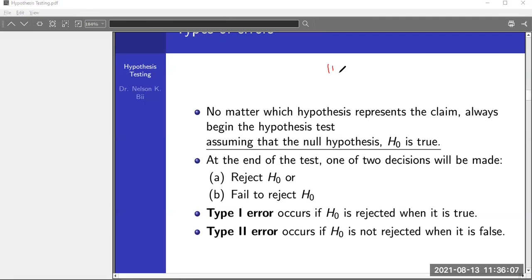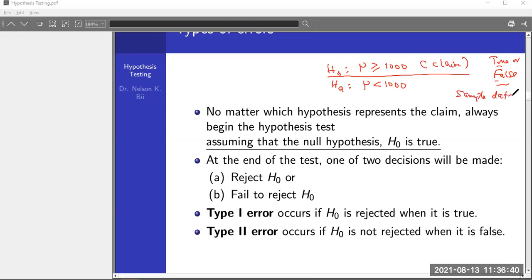Okay, so if H naught is that mu is greater than or equals to 1,000, then we are testing that against the alternative hypothesis that mu is less than 1,000. So this is the claim. What we are testing is the null hypothesis. We want to test this claim if it's true or false. We can only make a determination whether this is true or false based on the sample data that is given.